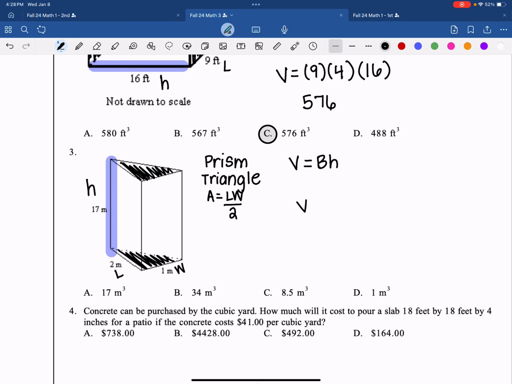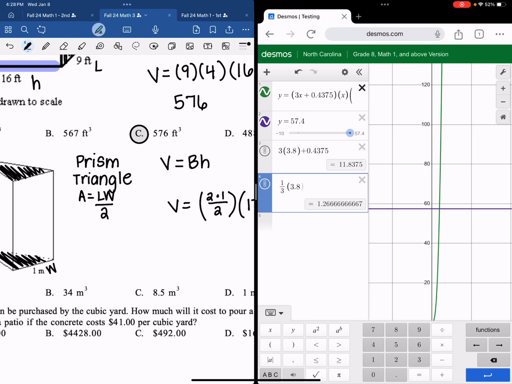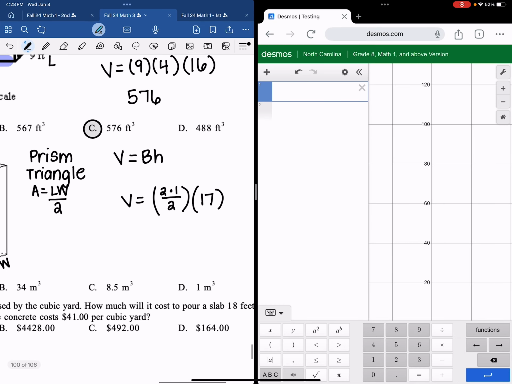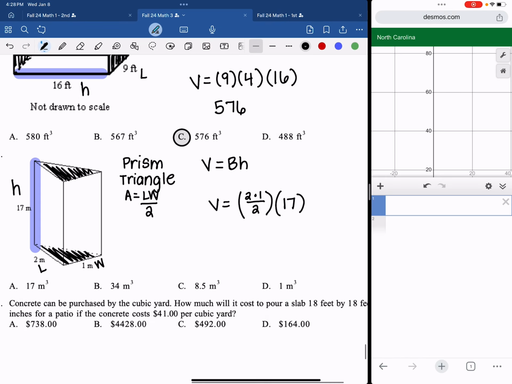So when I actually go to find the volume here, the area of my base is length times width, so 2 times 1, but we're going to divide that by 2 because it's a triangle, times the height of the whole thing, which is 17. All right, so if we pull Desmos into this, obviously I have 2 times 1 is 2 divided by 2. Oh, I really don't even need Desmos here. So 2 times 1 is 2 divided by 2 is 1. So my volume, 1 times 17, is still going to be 17. And again, always make sure your units match up.